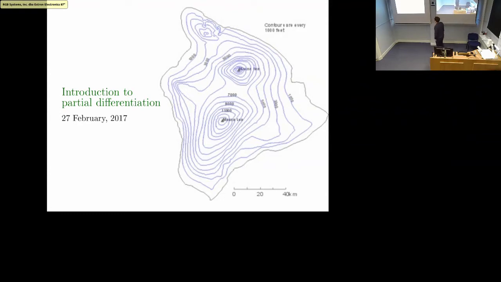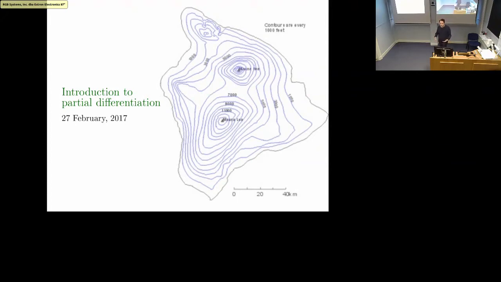I've put up here a map of the big island of Hawaii, and some of you may be familiar with this sort of map if you've done some hiking, perhaps you've used one. This is a contour map which shows the elevation at all the different points on the island, and these lines represent lines of constant elevation. And what you can see here is these circular features are the volcanic mountains that compose this island.